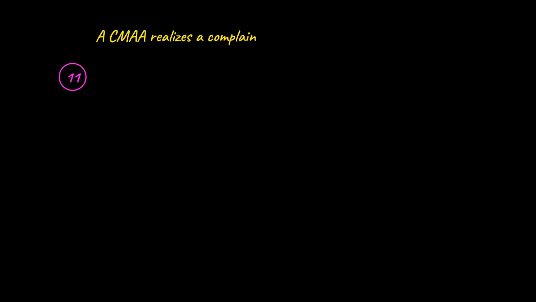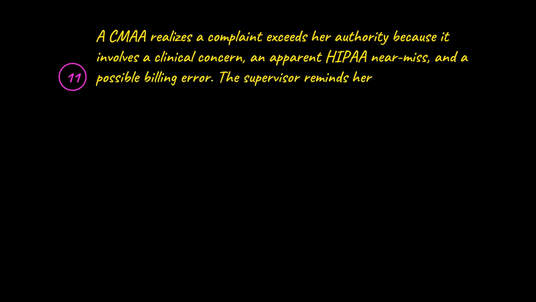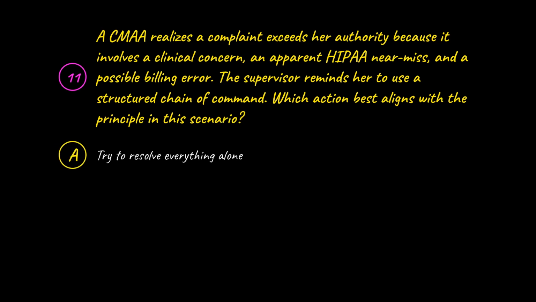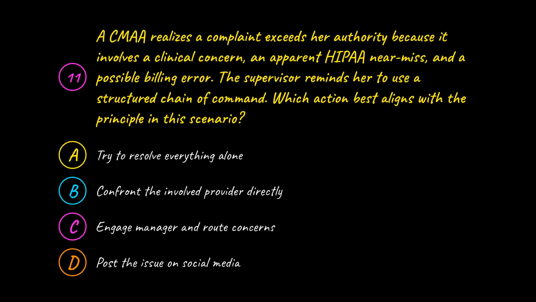Question 11. A CMAA realizes a complaint exceeds her authority because it involves a clinical concern, an apparent HIPAA near miss, and a possible billing error. The supervisor reminds her to use a structured chain of command. Which action best aligns with the principle in this scenario? Your options are A. Try to resolve everything alone. B. Confront the involved provider directly. C. Engage manager and route concerns. D. Post the issue on social media. Before I reveal it, which one do you think is right?